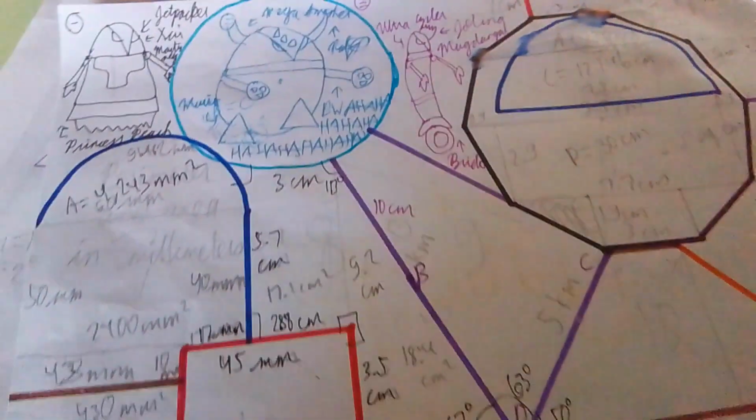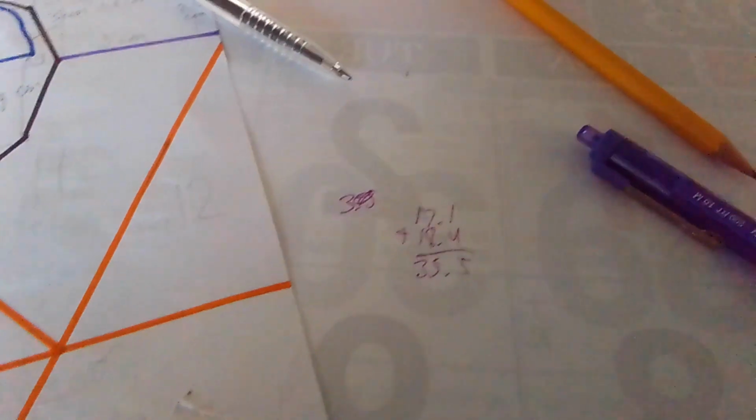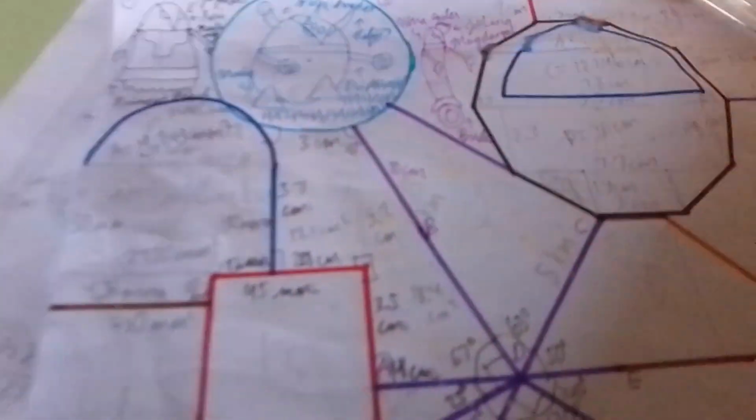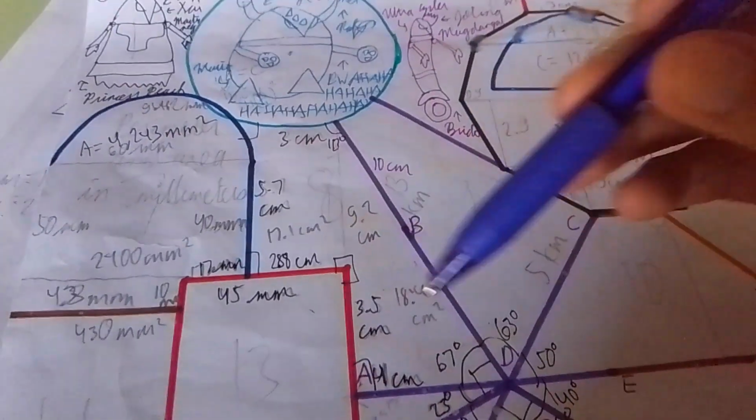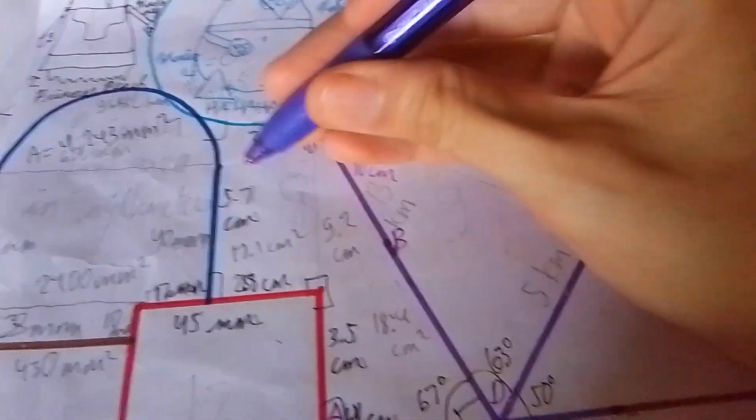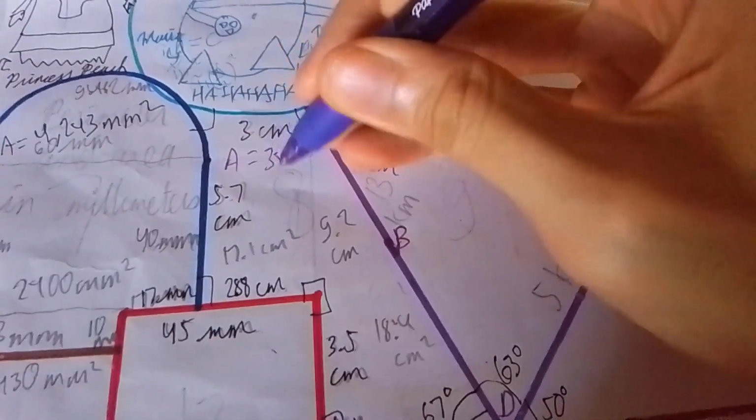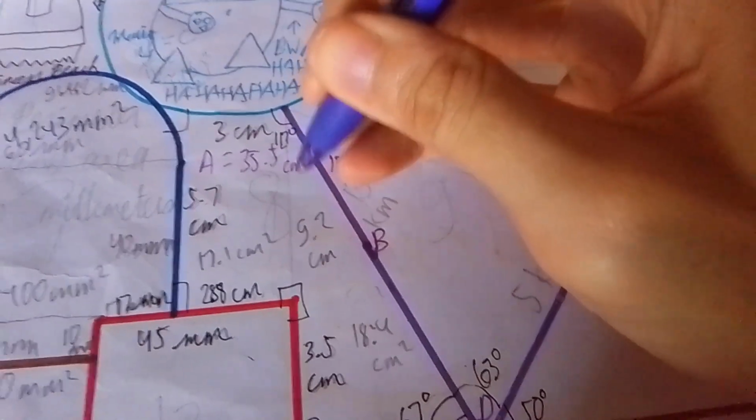Then we add this up all together. So yan, ang total area namin ay 35.5. So this should be the area. The area of this entire figure that you see right over here is 35.5. Area is 35.5 cm squared.